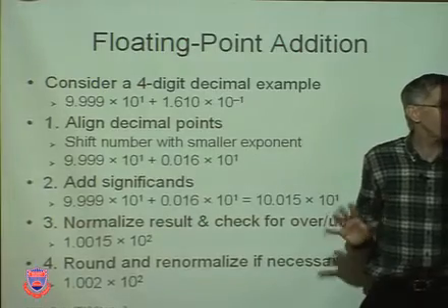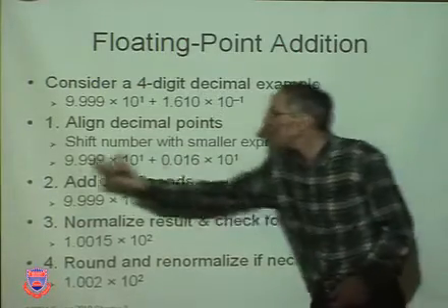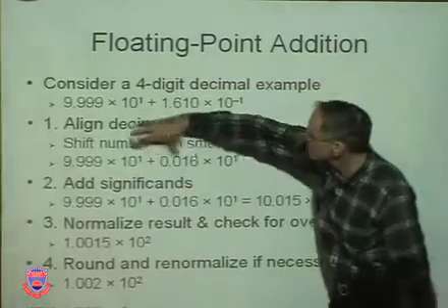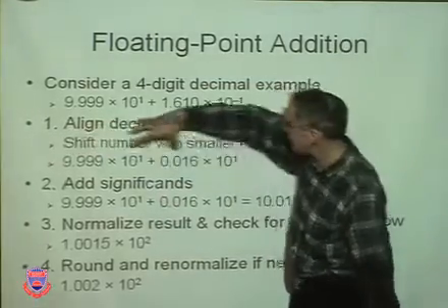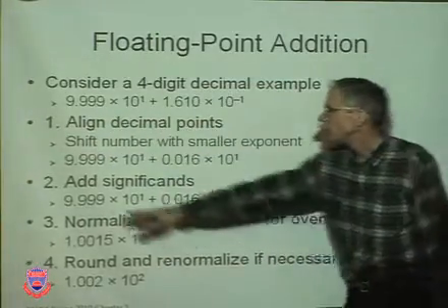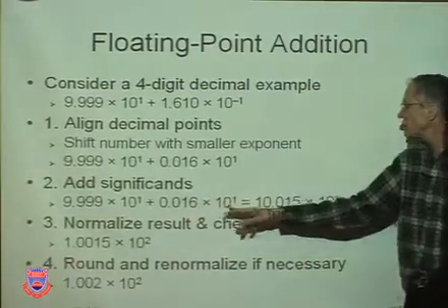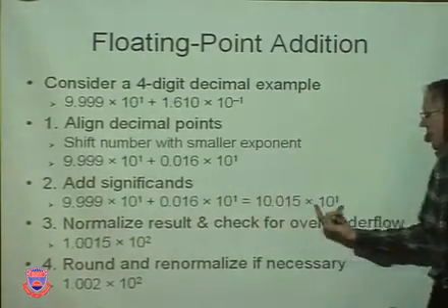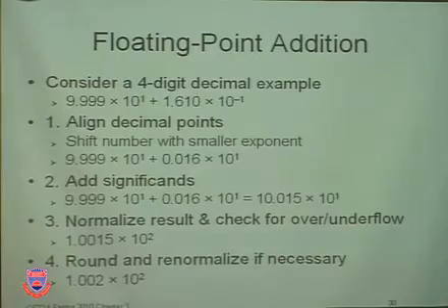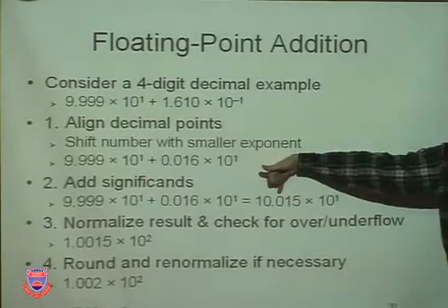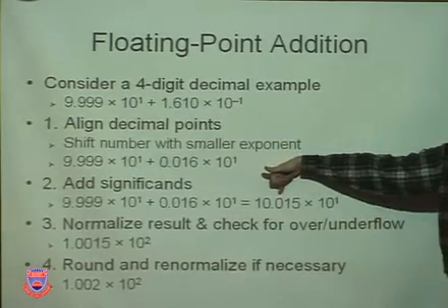Does everybody understand that? Okay, so now that I've aligned them, I can actually do the addition. So now I add the significands. That part's called the significand. I add the significands. 9.999 times 10 to the first plus 0.016 times 10 to the first is 10.015 times 10 to the first. Is that my final answer? What's wrong with that answer? It's denormalized. Yes, it is denormalized.